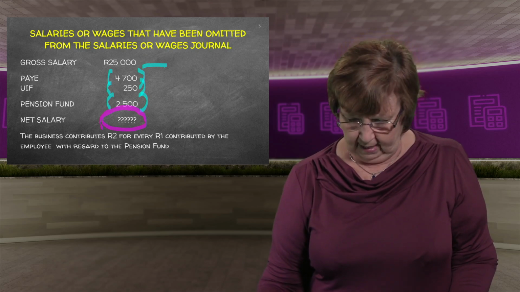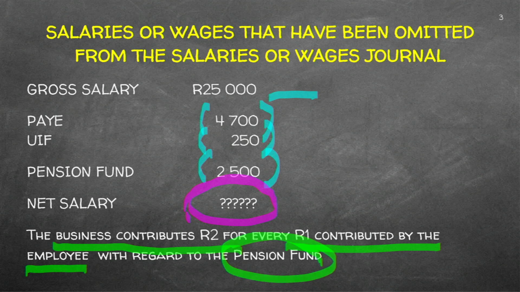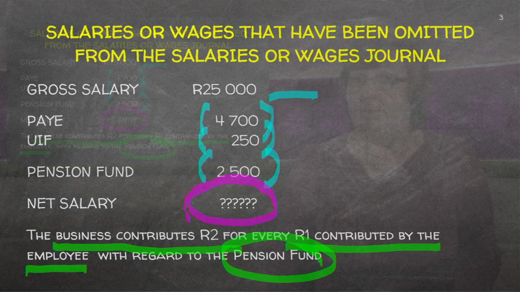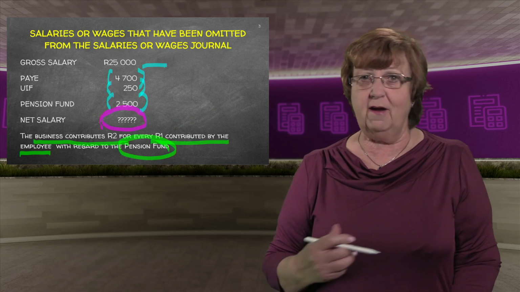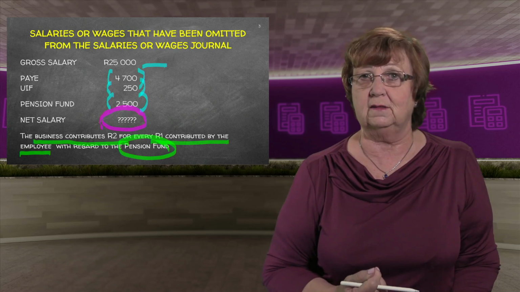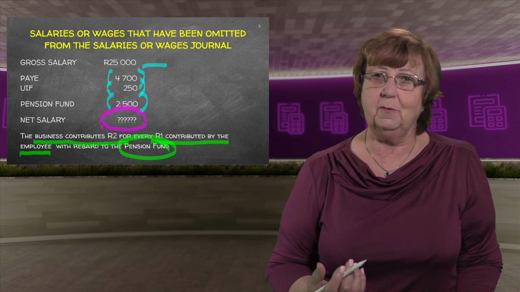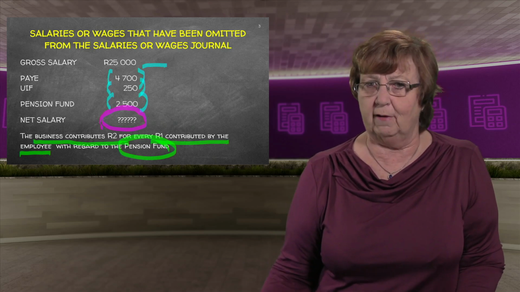I'm then given the additional information that the business contributes 2 Rand for every 1 Rand contributed by the employee with regard to the pension fund. What does that mean? That simply means for every 1 Rand which I contribute to my pension fund, my employer will contribute double. Why? Because 2 Rand is double 1 Rand.